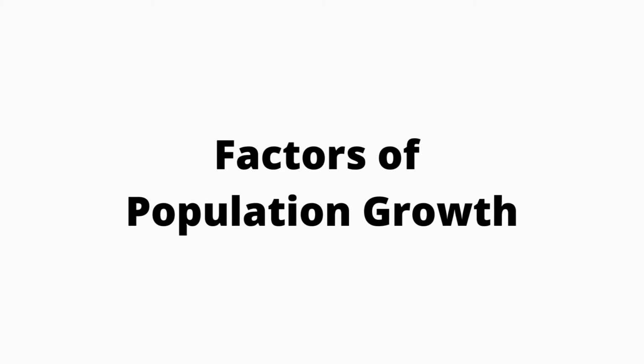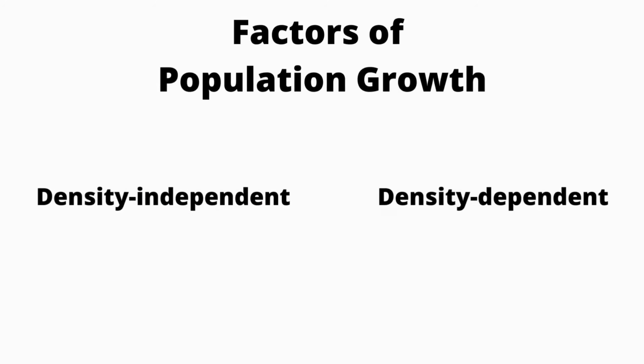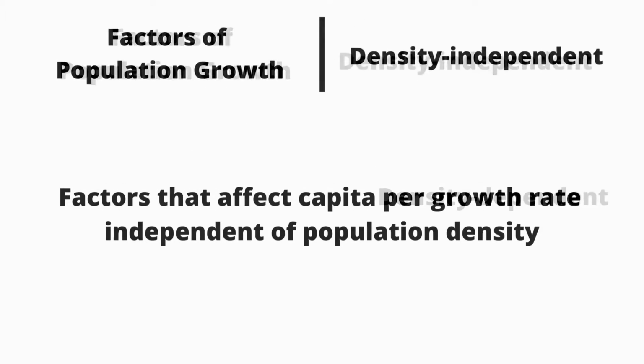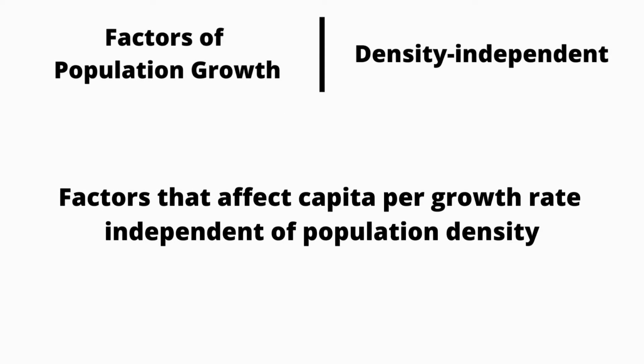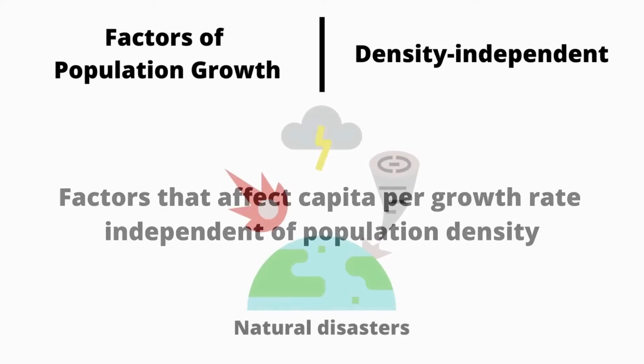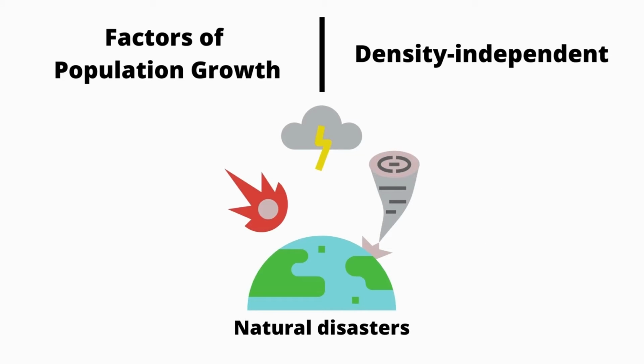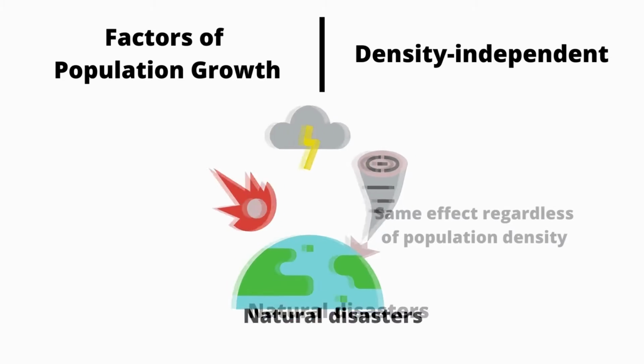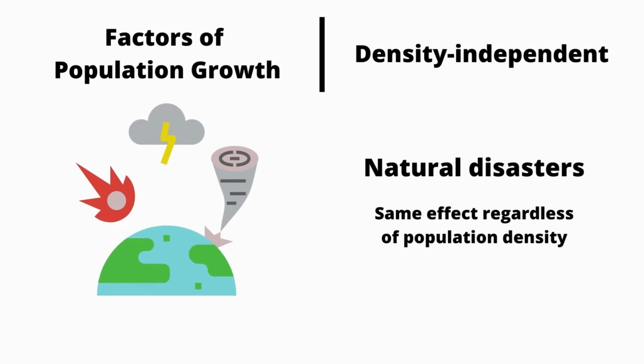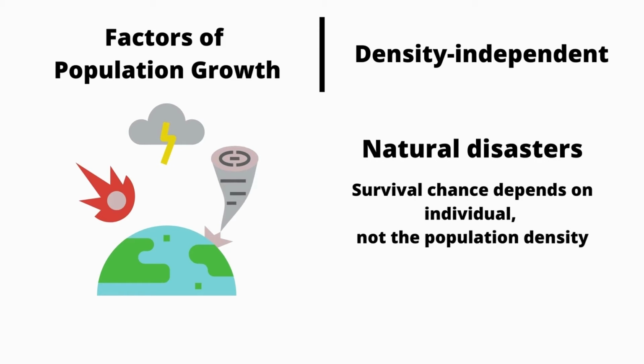A factor that influences population growth can either be density independent or density dependent. Density independent factors affect per capita growth rate independent of population density. An example of a density independent factor is a natural disaster. Regardless of the size of a population in a given area, a natural disaster has the same effect of decreasing the population. The chance of living or surviving a natural disaster depends on each individual rather than the population size.